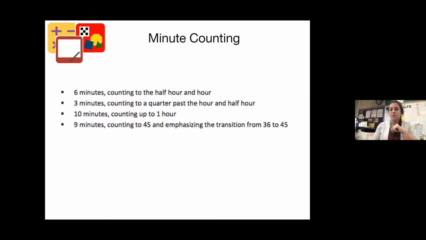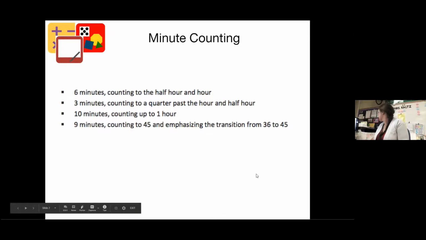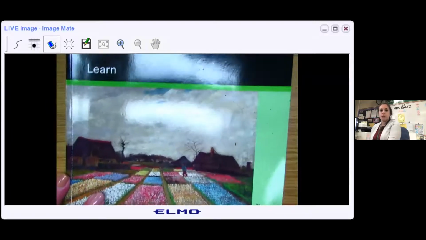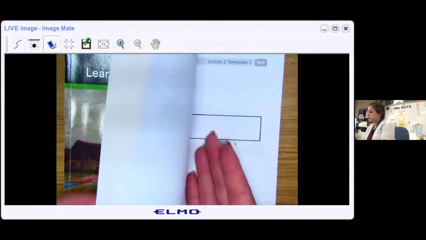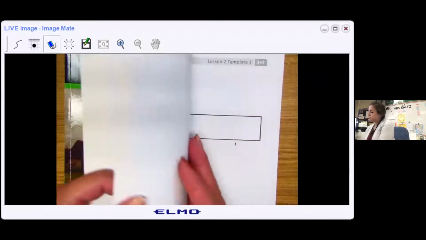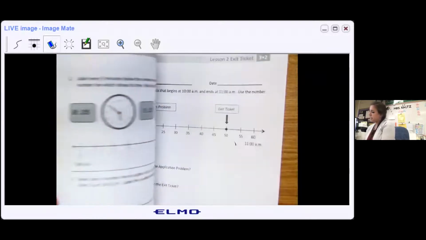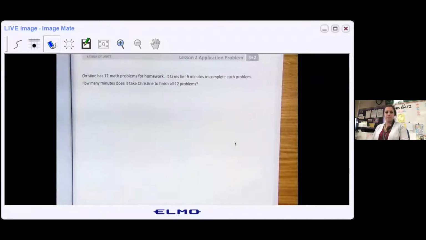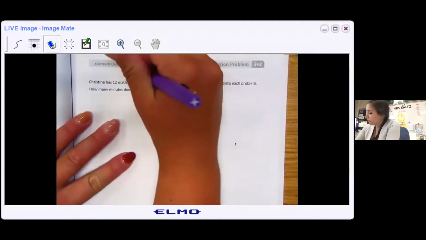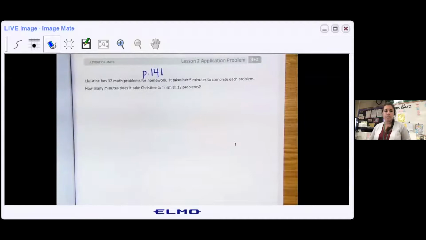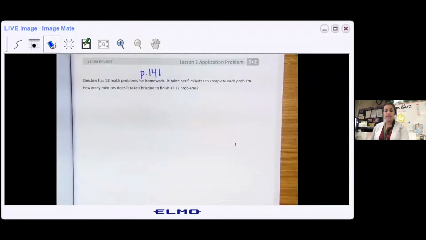Okay, let's jump into our application problem. Our application problem is, of course, in our Learn book. We know this by now. And the application problem, let me find it. There we go. I almost turned right to it, but then I got confused. It is on page 141. Learn book, page 141. If you need time to find it, pause the video to get there.